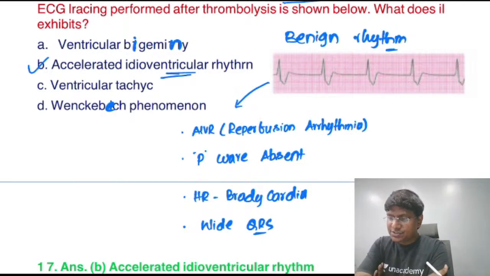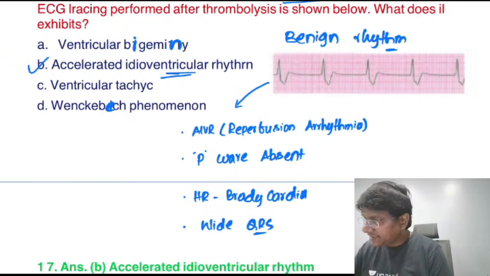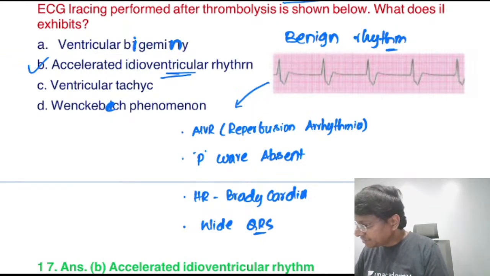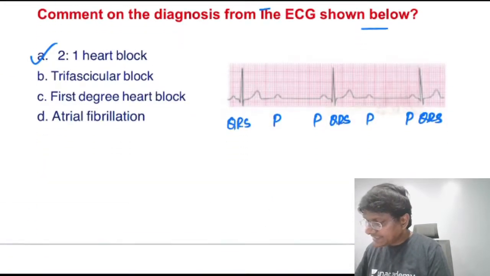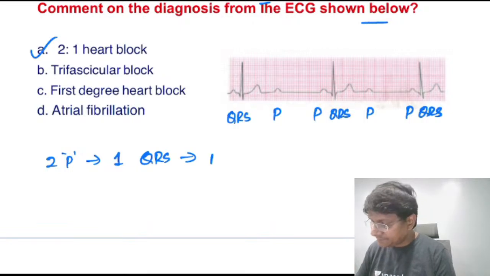Venkatesh, is 2:1 block a type of Mobitz type 2 block? It is not exactly. Why? In case of 2:1 block, for every 2 P waves you will have one QRS complex. That should be there definitely. This is definite.